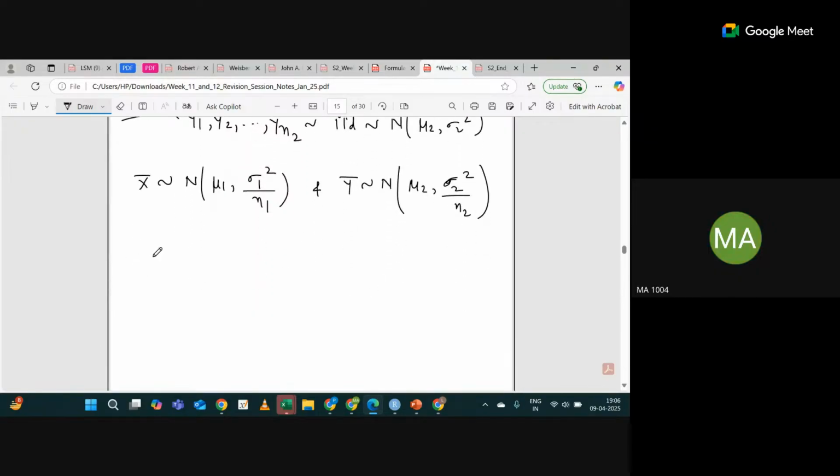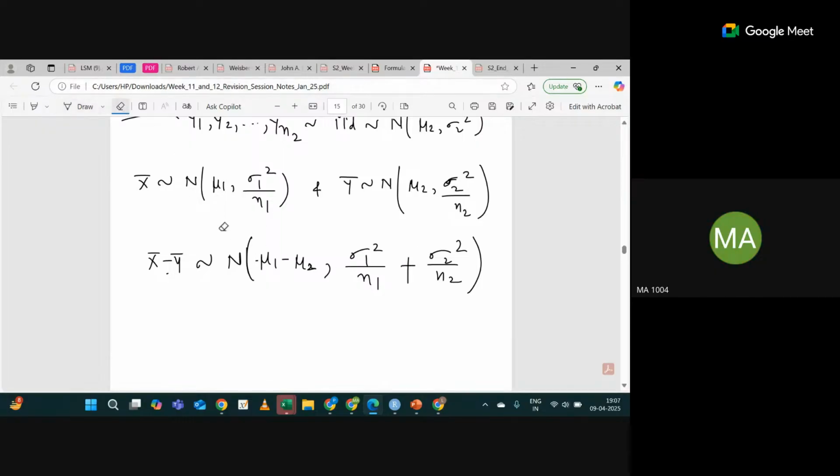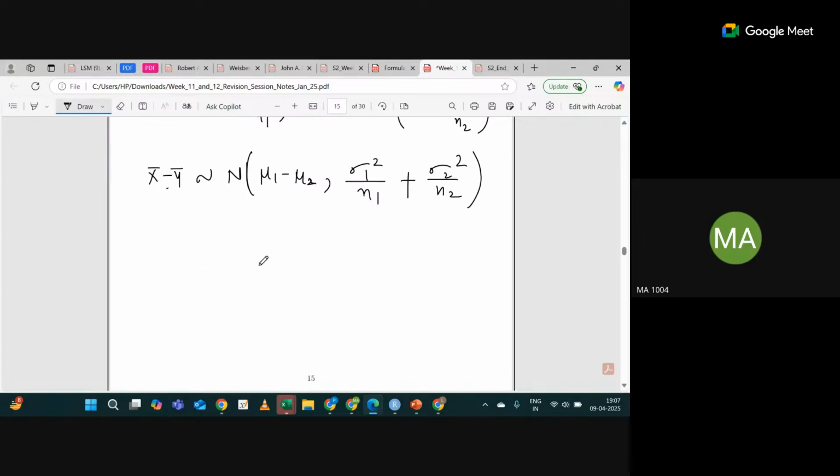So what will be the distribution of x bar minus y bar, because we are interested in the two sample test? This is normal. If you subtract, the mean is the expected value of x bar minus the expected value of y bar, which is mu1 minus mu2. And what will be the variance? Sigma 1 square divided by n1 plus sigma 2 square divided by n2. Yes, it's not minus here, that will be plus. You can cross check.